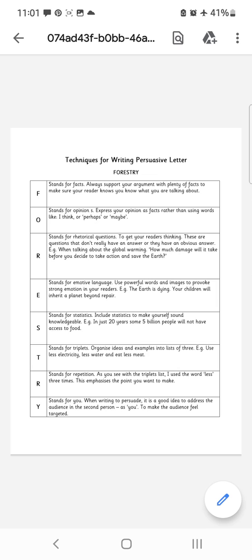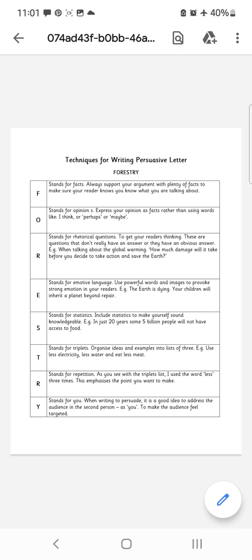It's not the only case. It can be any form of persuasive writing, not only a letter. So the mnemonic that we have is forestry, and each letter stands for something. All right, so let's start with F, which stands for facts. Always support your argument with plenty of facts to make sure your reader knows you know what you're talking about.